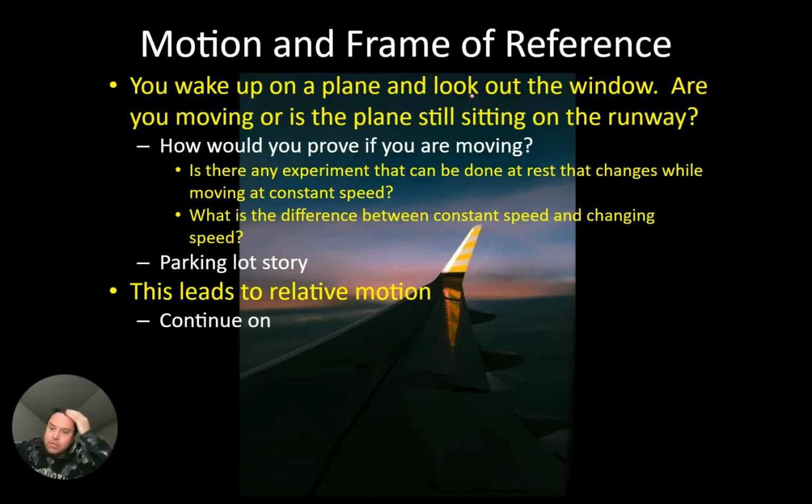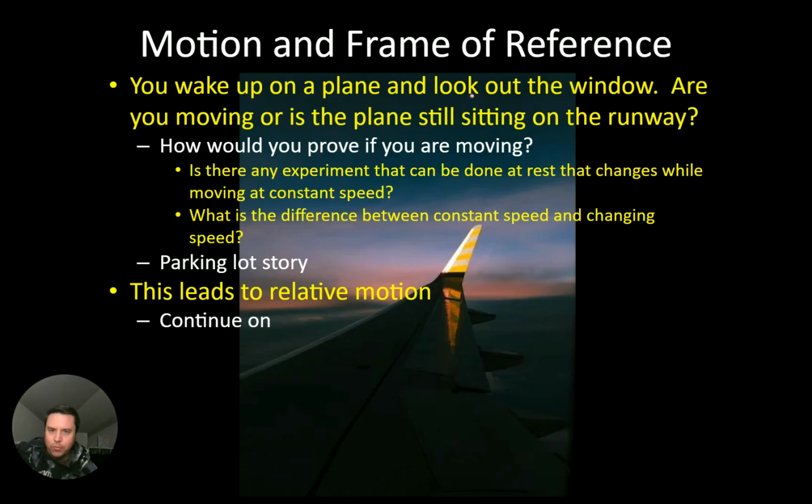So, motion and frame of reference. Let me give you my example here. Let's say hypothetically you wake up on a plane and look out the window. You got on a plane, for whatever reason you fell right asleep, and then you're just looking out the window. Here's your picture right in front of you. Here's the question: are you moving, or is the plane still sitting on the runway? When the plane reaches cruising speed, it's pretty smooth. They'll turn on the light, like, hey, you can get up and walk around, go to the bathroom, whatever. It's pretty smooth. Maybe that blurry background is clouds, but maybe it's fog and you're still sitting on the runway waiting to take off when the fog clears.